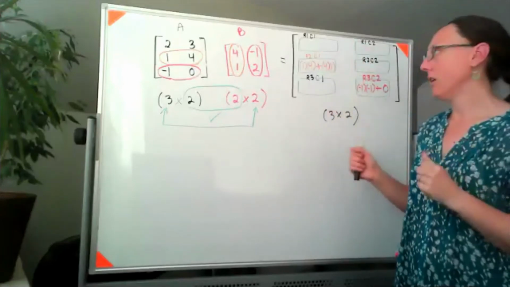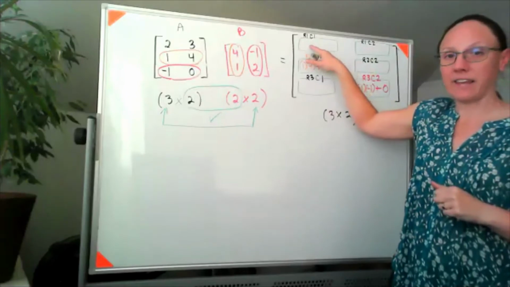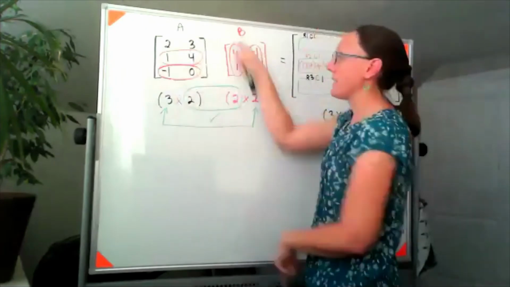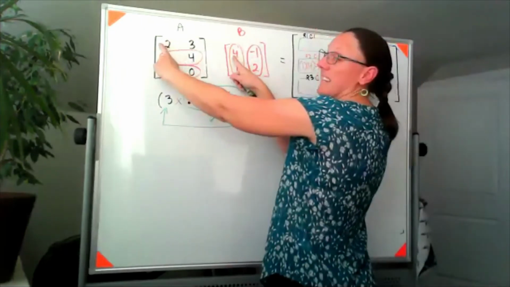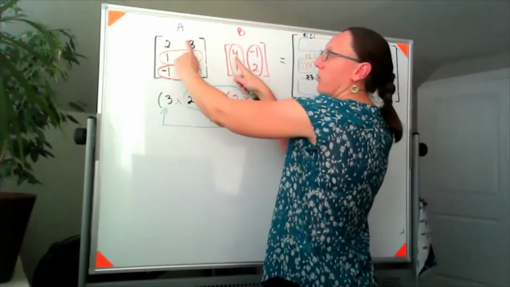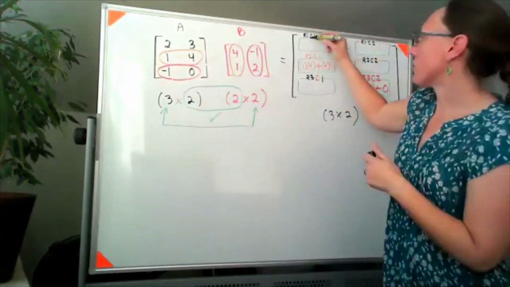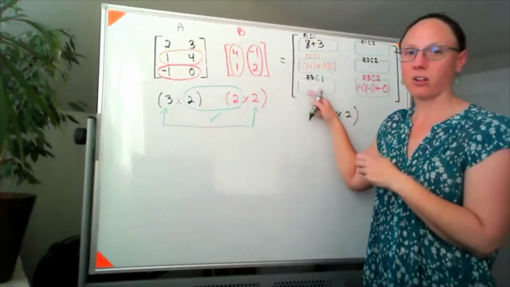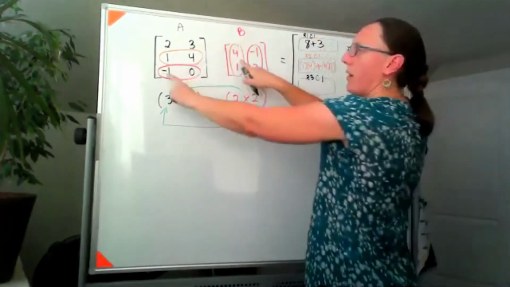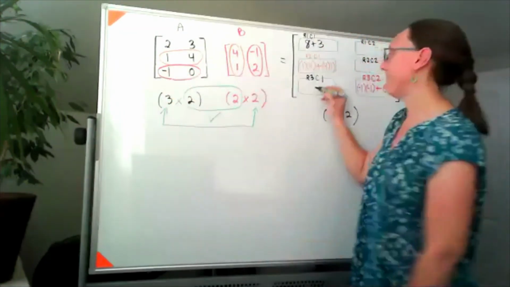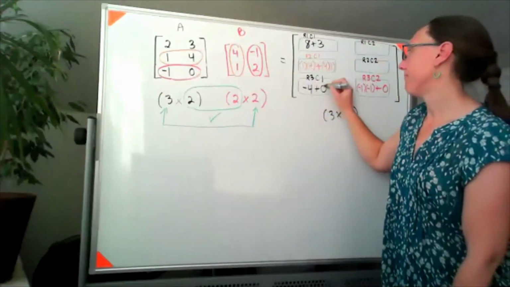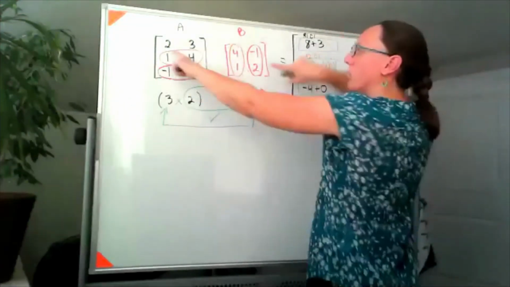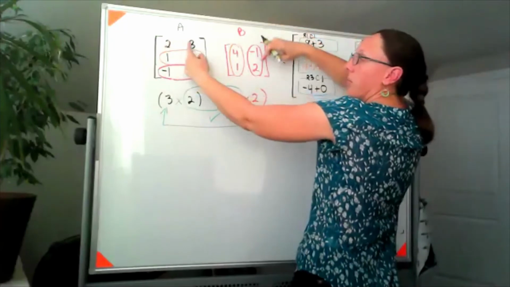Okay, back here. So if I'm finding the entry in row 1, column 1 for the multiplication, I need row 1 times column 1. 2 times 4 is 8. And 3 times 1 is 3. So I'll just write that as 8 plus 3. Here, row 3, column 1, I'll have -4 plus 0. Row 1, column 2, -2 plus 6.